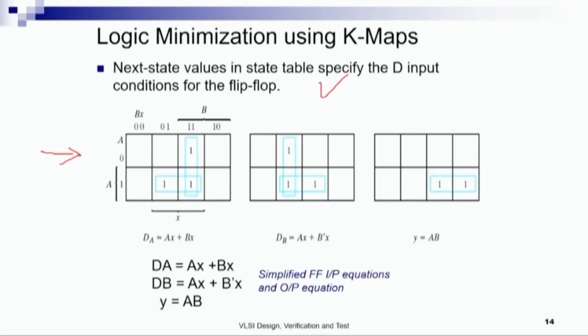And we know that because it is 3, 5, 7, this one is 011 which is 3, this one is 101 which is 5 and this one is 111 which is 7. And after simplification of this, we find that DA equals to AX plus BX. Likewise, we obtain for DB equals to AX plus B bar X and Y equals to AB. So this is how we obtain the input equations and output equation.